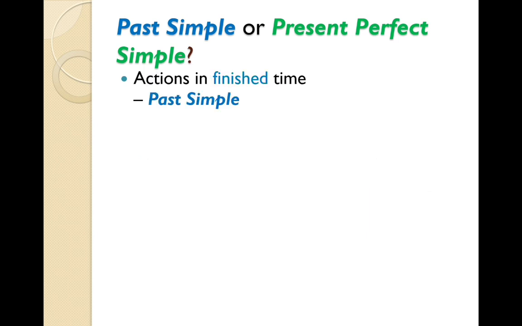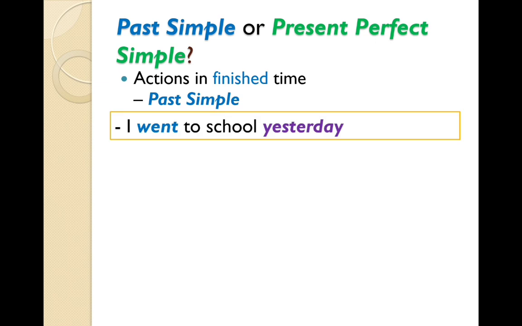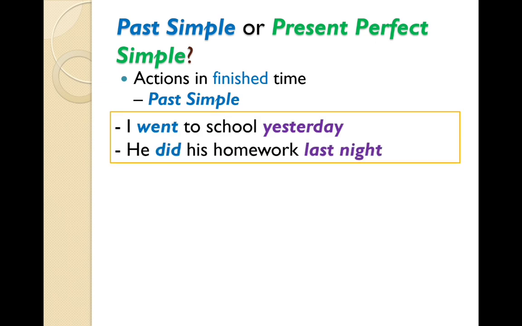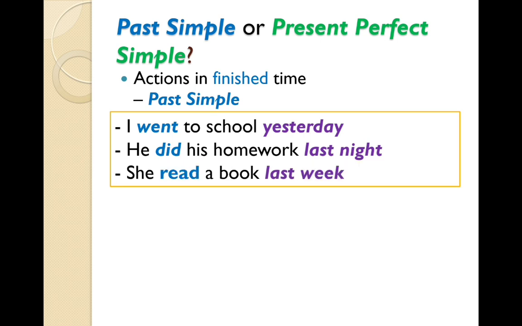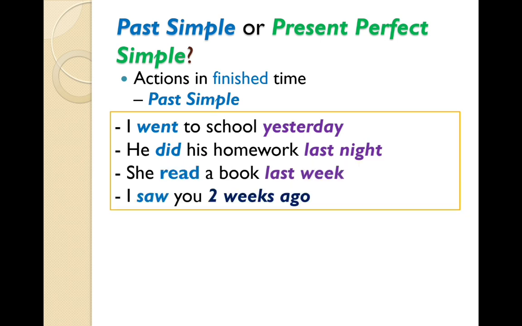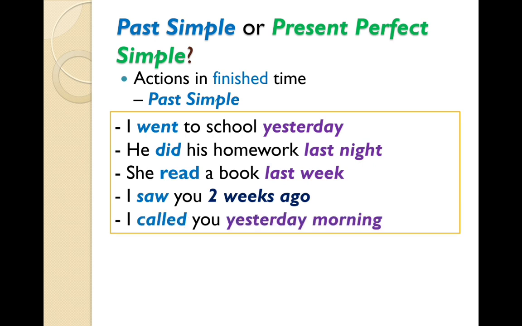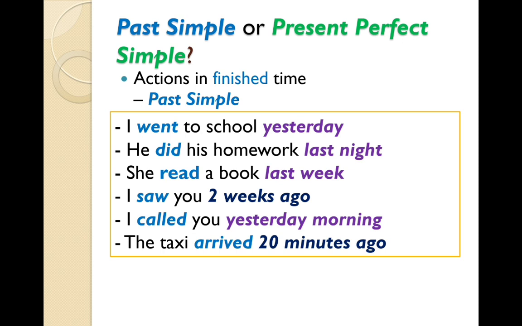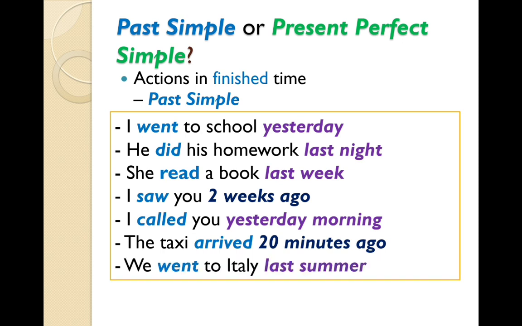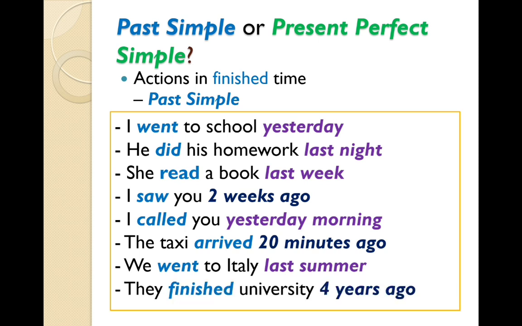So let's see some more examples. Past simple for actions in finished time. I went to school yesterday. He did his homework last night. She read a book last week. I saw you 2 weeks ago. I called you yesterday morning. The taxi arrived 20 minutes ago. We went to Italy last summer. They finished university 4 years ago.